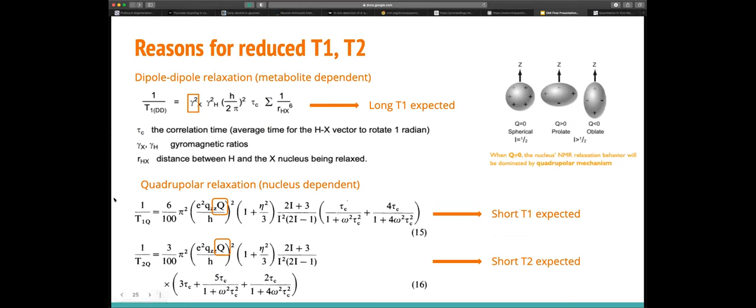To wrap it up briefly, here's some theoretical correlation for the T1, T2 relaxation mechanism of deuterium. We don't have much today for this, but please feel free to ask questions later.